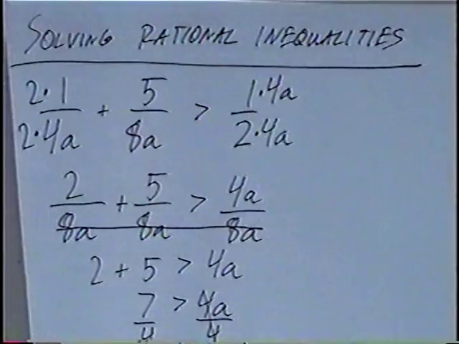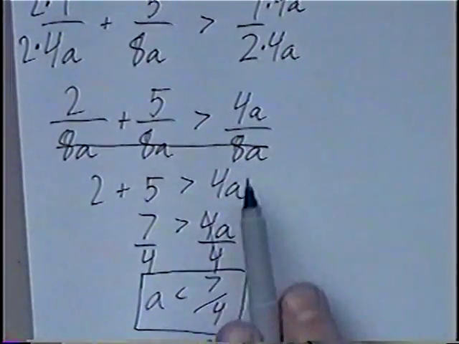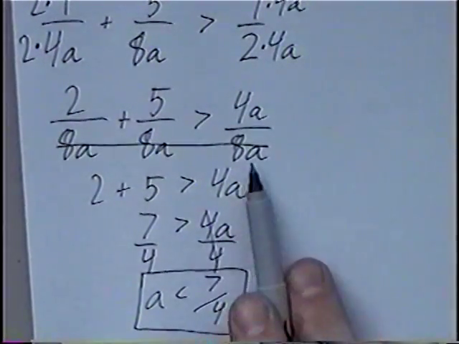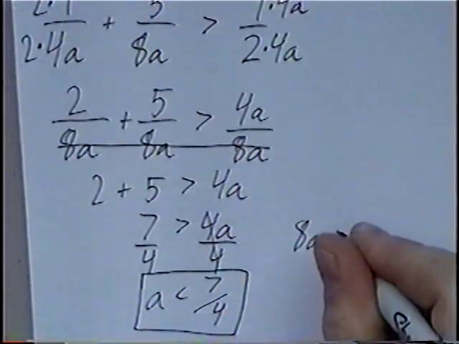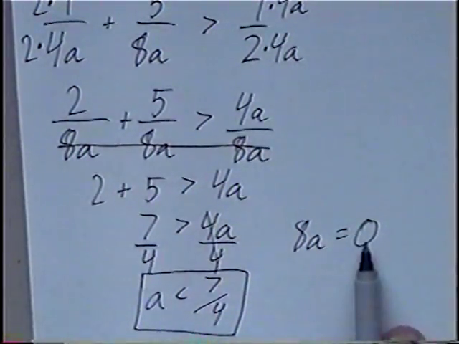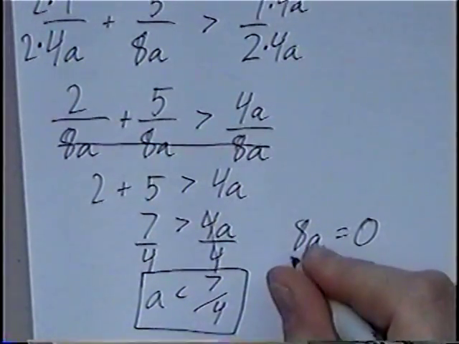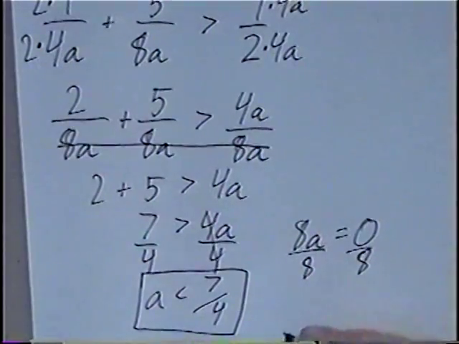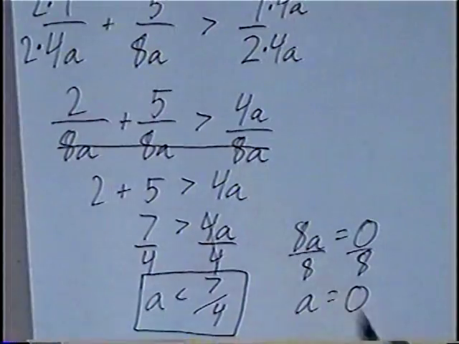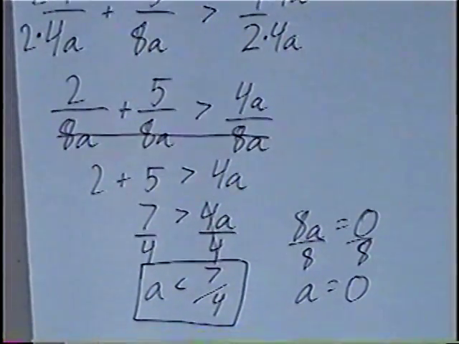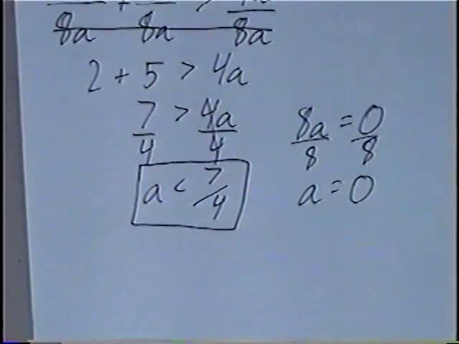Similar to equations, we want to check for possible solutions. When we have an inequality, we'll look back at the denominator we crossed off, which was 8a. 8a again cannot be equal to 0. If it's equal to 0, then the entire equation or inequality would be undefined. So if we divide both sides by 8, we'll have a equals 0, which is not a possible solution for this inequality.